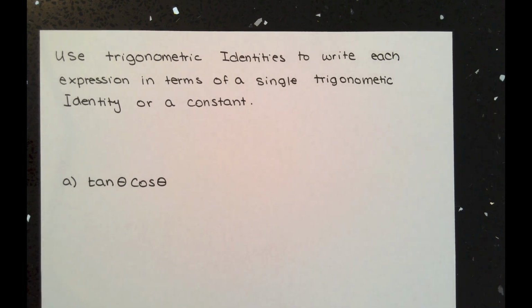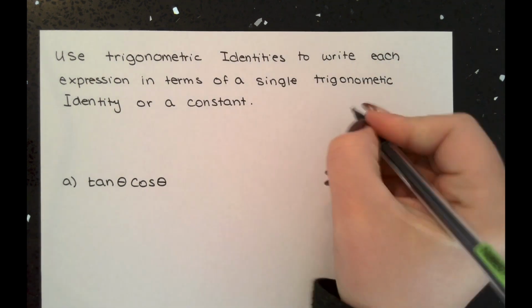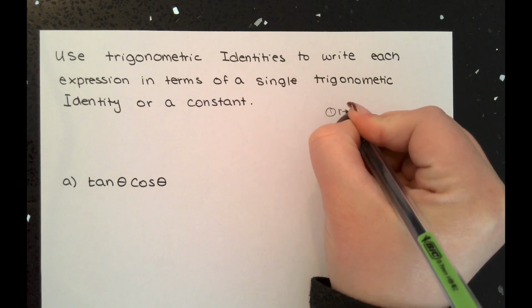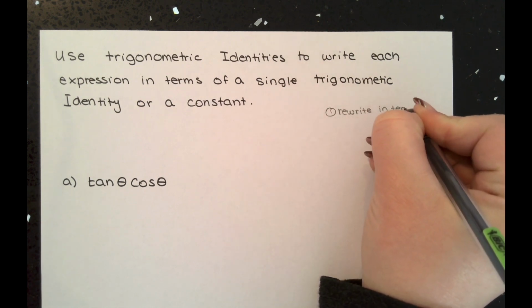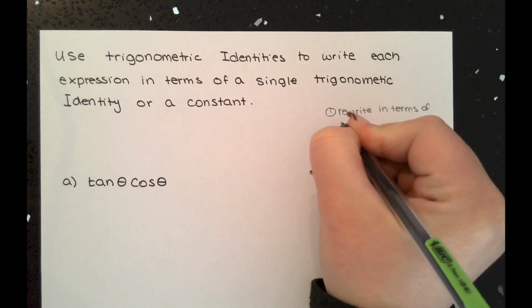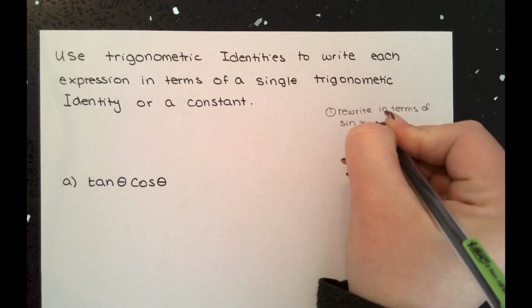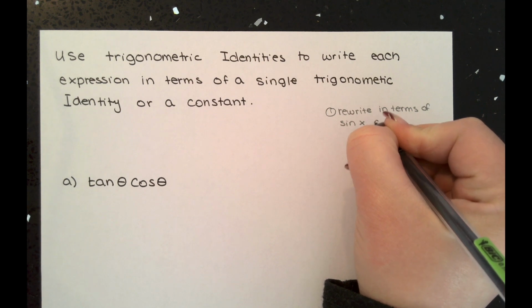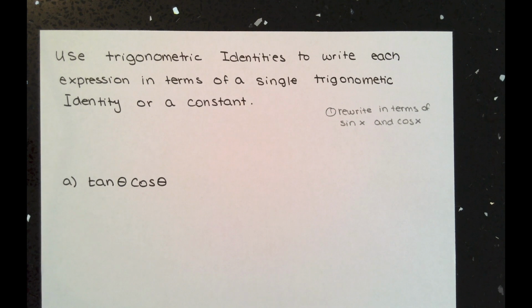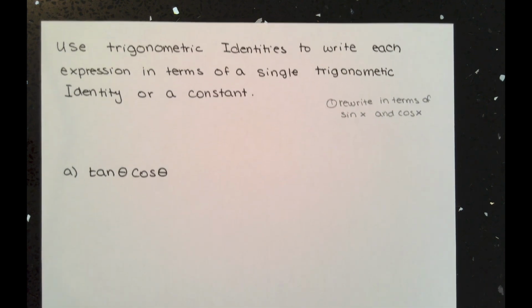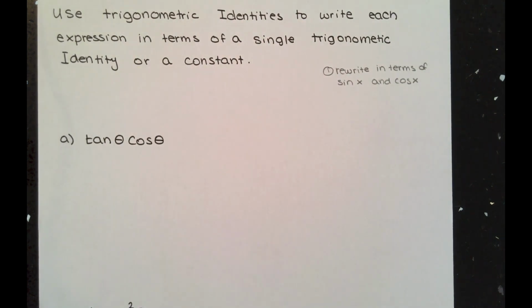So let's start here. Step number 1, you want to look and rewrite things in terms of sine of x and cosine of x. Now I'm writing x. If they're giving you theta, you can choose to keep it as theta or you can choose to change it to x. It's up to you.